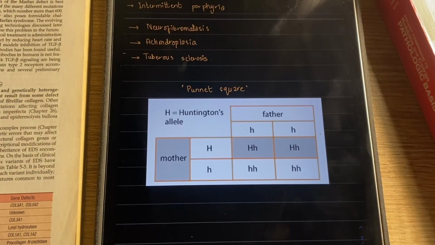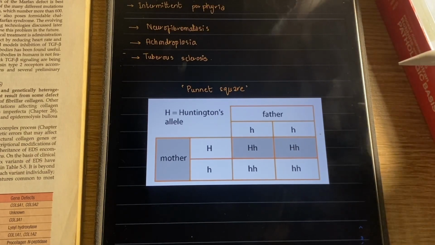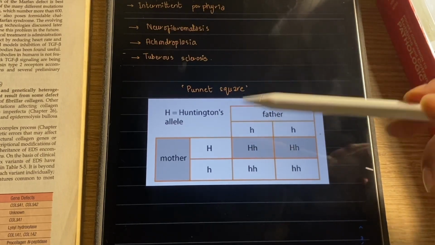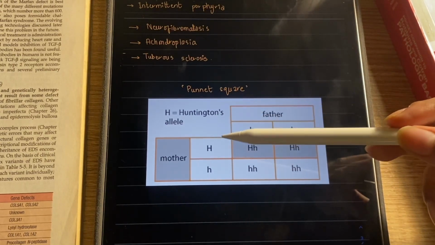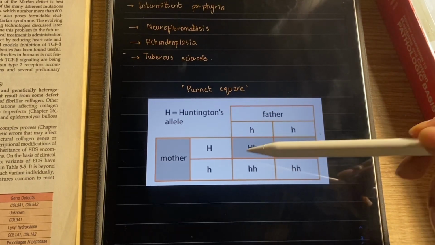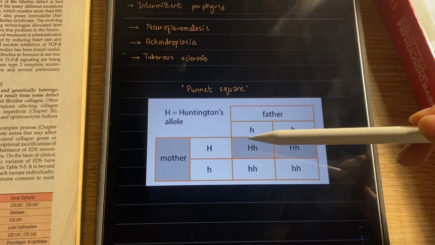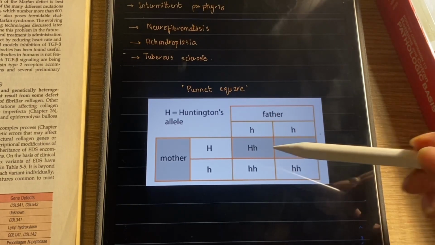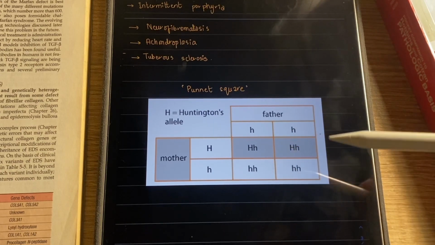Another Punnett square is given over here, that is of Huntington alleles, in which we can see there is a mother and a father, and the Huntington allele is present in the mother, that is the capital H. So हमारे पास जो है when we will be crossing over, these two children will be having the capital H allele, due to which they both will be affected, and two of them will not be affected.